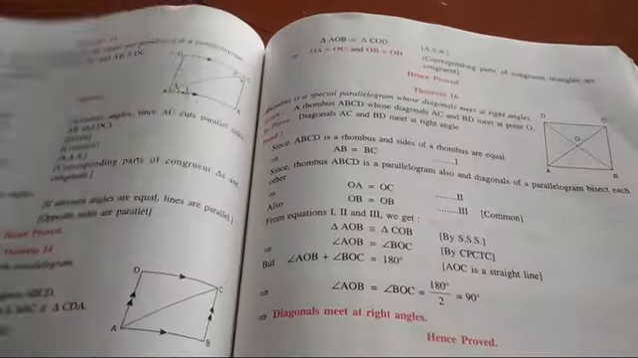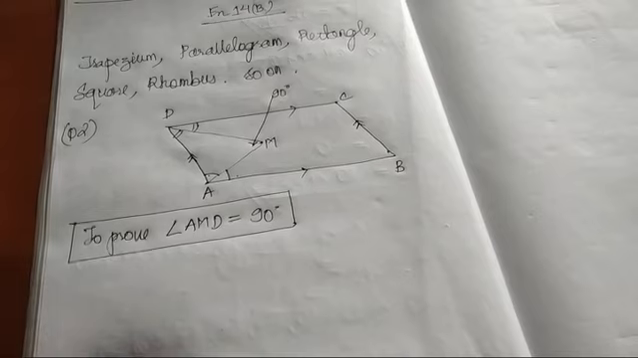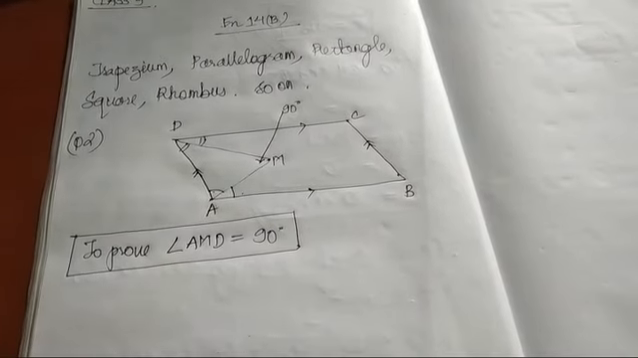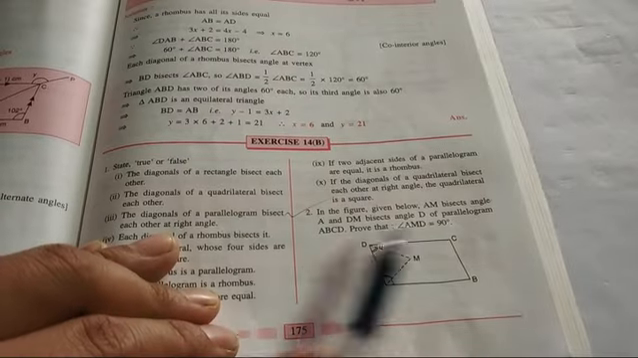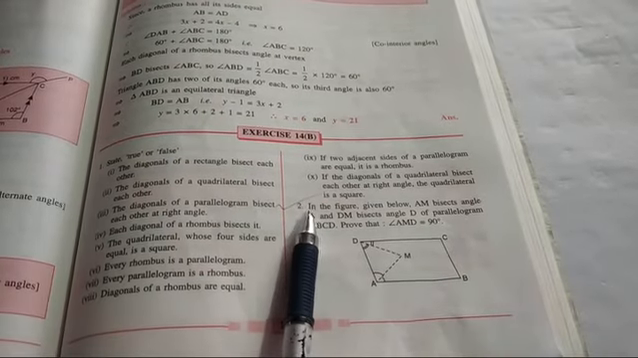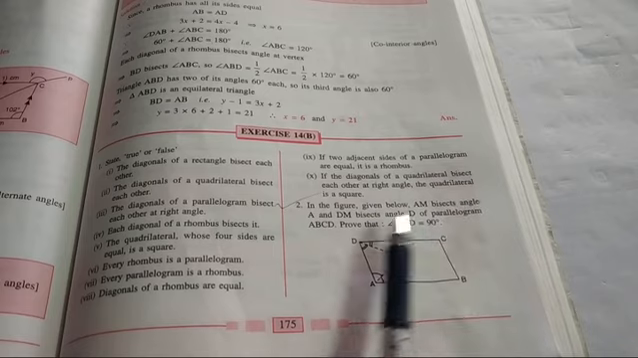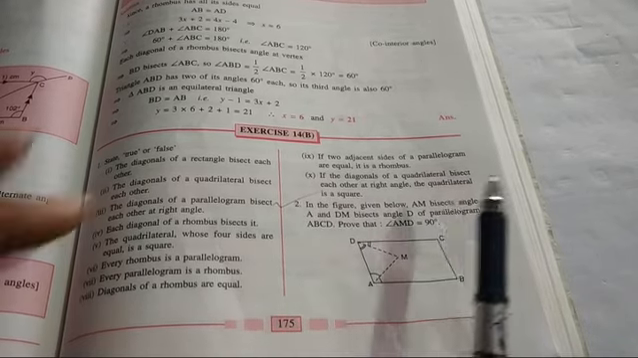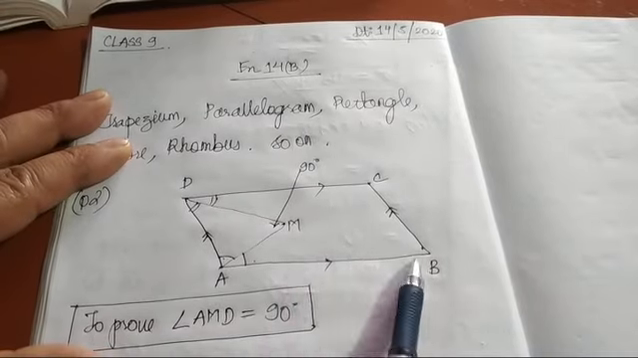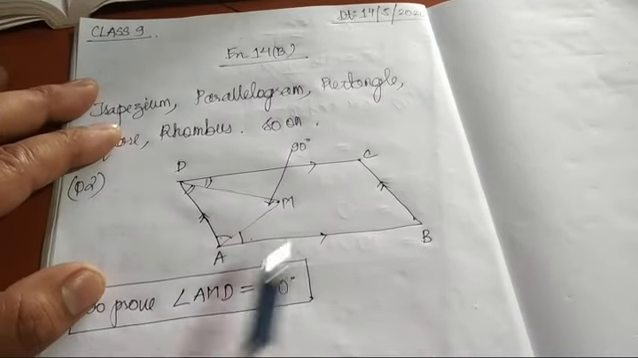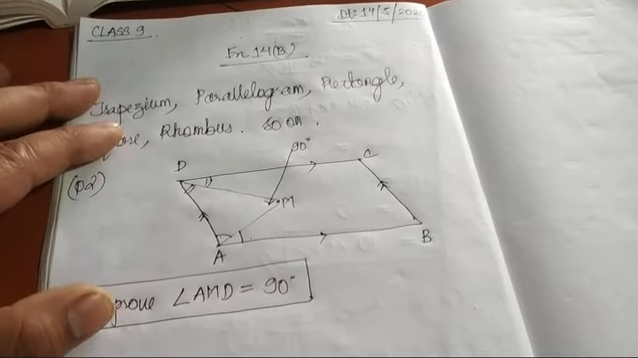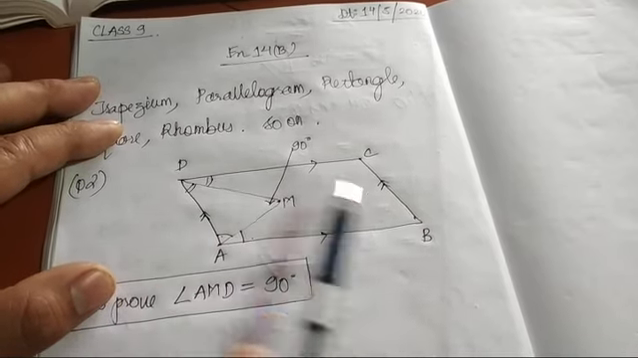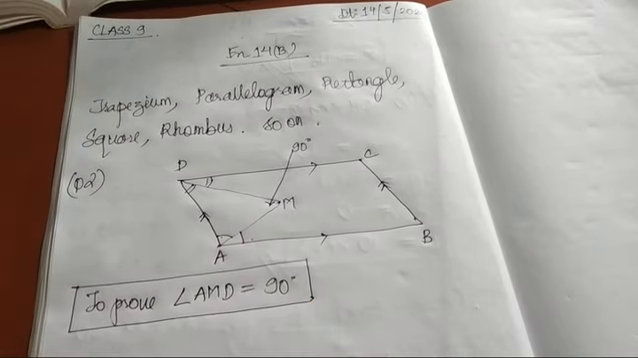So now we start exercise 14b. Let's start with exercise 14b, question number 2. Now the figure and the question is given out here. In the given figure below, AM bisects angle A, DM bisects angle D of a parallelogram ABCD. So ABCD is a parallelogram given to us. Parallelogram means it's a 4-sided figure, one of the quadrilaterals. Its properties are that the opposite sides are equal and parallel.